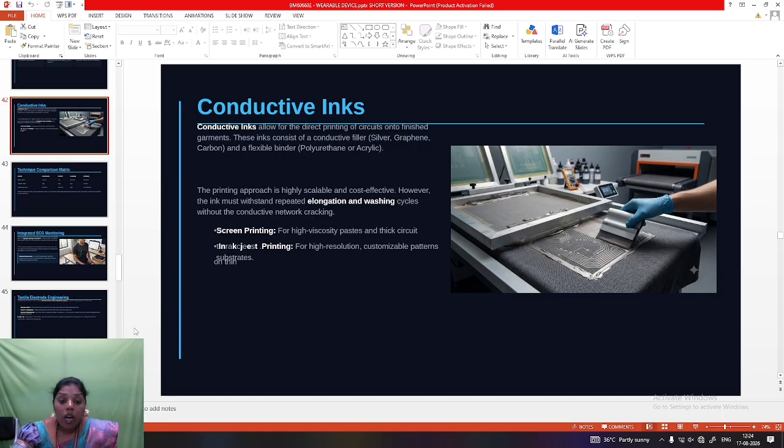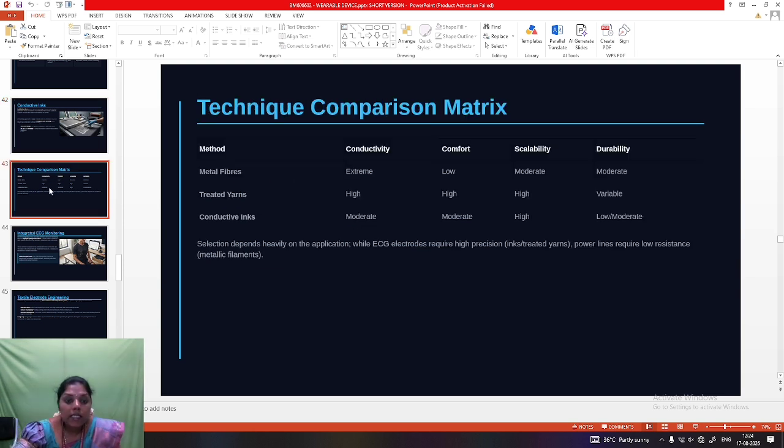Screen printing is for high viscosity paste and thick circuits. Inkjet printing is for high resolution customized patterns on substrates. Now let us move on to the next slide.